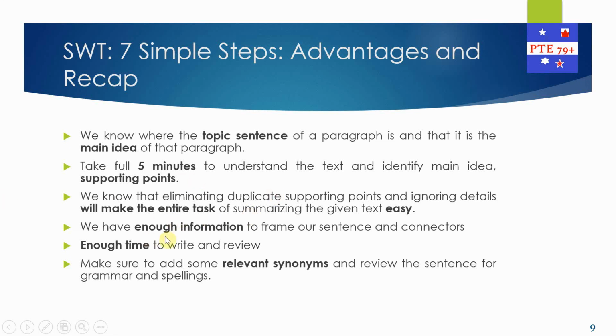And in the first 5 minutes, we have enough information. We have read it a couple of times. We understood what is there. We understand the story. So you have information. Just figure out which connectors you want to use, and that's it. Write it, review it. Make sure you write the synonyms. This will get you a high score.